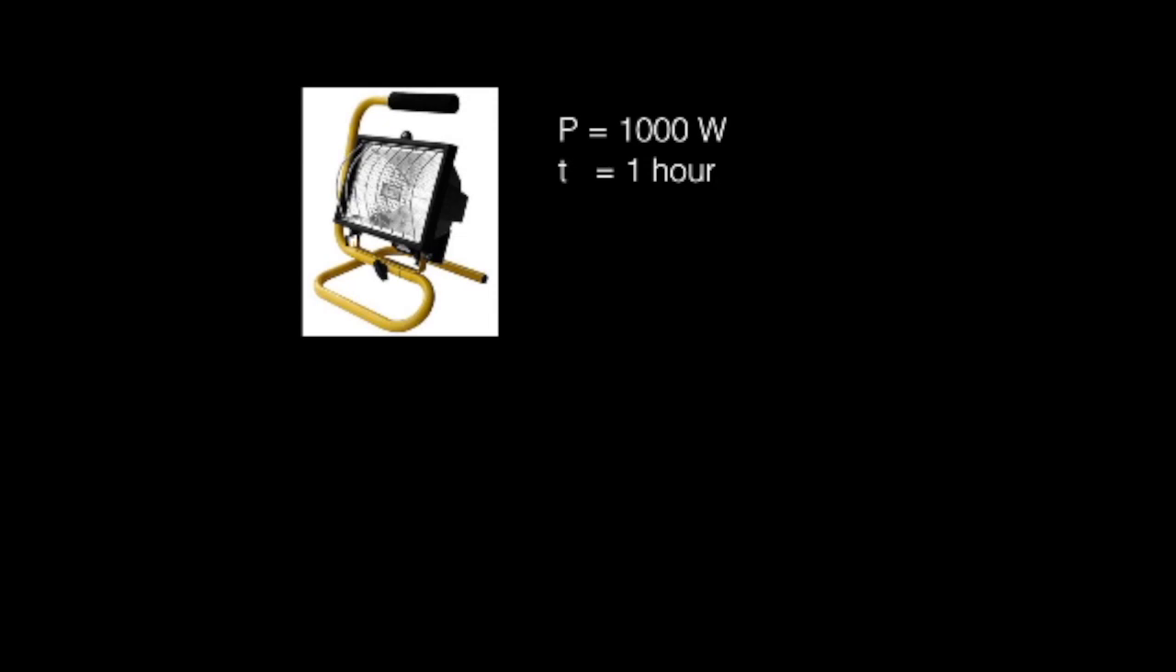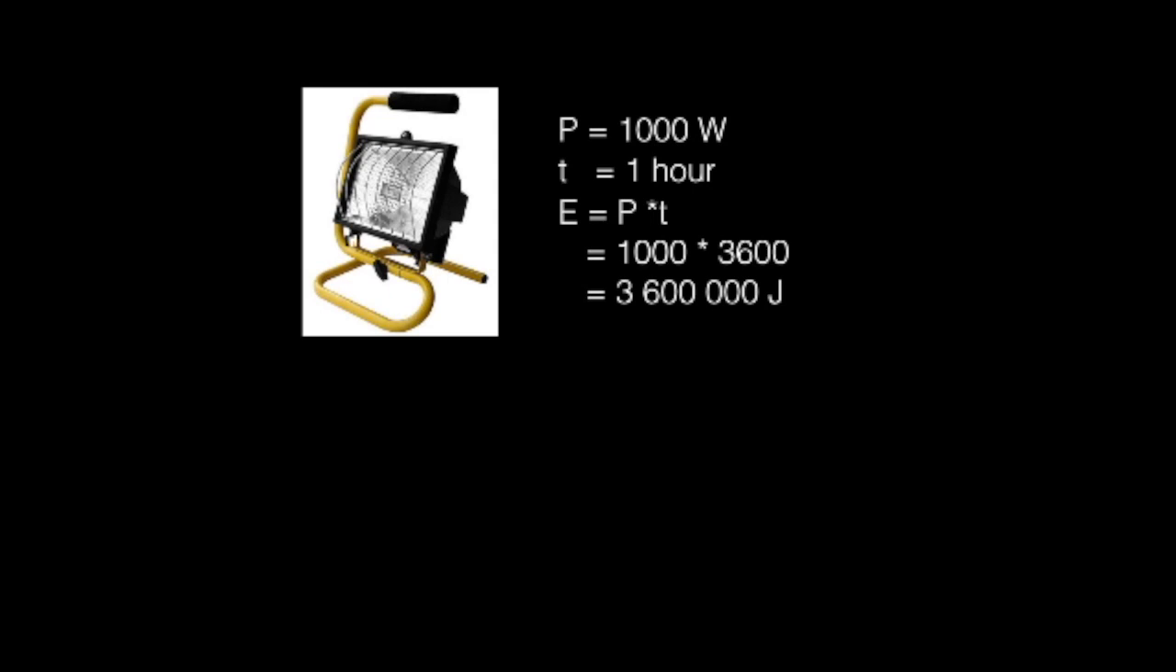When you are painting a room, you want a lot of light. So we can use these lamps with a lot of power. This one has a power of 1000 watts. And we're going to need it for 1 hour, which is a long time. If we calculate the energy needed for this, we can fill in the formula. But we have to use 3600 seconds for each hour. So the total energy comes down to 3.6 million joules.